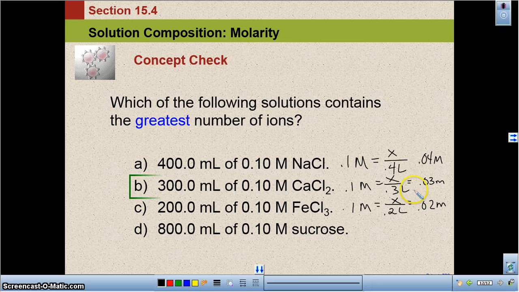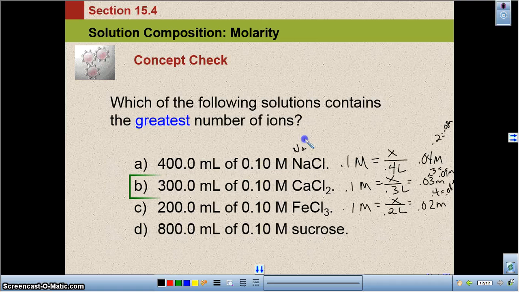So total number of ions, we have 2 separate ions here, we have 3 separate ions here, and we have 4 separate ions here. So if I take 2 times 4, we end up with 0.08 moles of ions. If I take 3 times 3, I end up with 0.09 moles of ions total. And if I have 0.02 molar here and I have 4, I have that times 4, so it's 0.08 moles of ions.